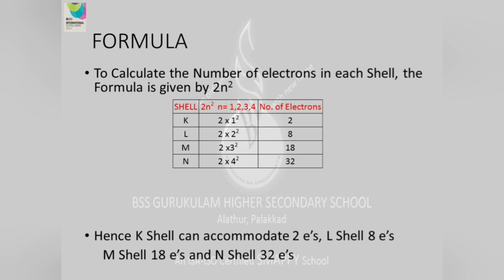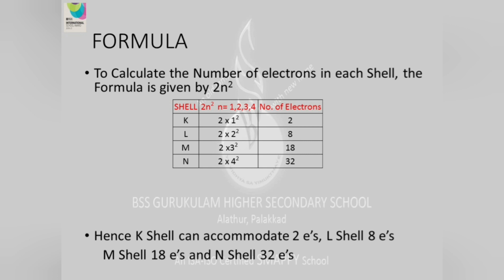For L, the second energy level, 2 into 2 squared, that is 8. For M, it is 2 into 3 squared, that is 18. And for N, it is 2 into 4 squared, 32. So we know the K shell can take 2 electrons, the L shell 8 electrons, the M shell 18 electrons, and the N shell 32 electrons. These are the maximum number of electrons for each shell.